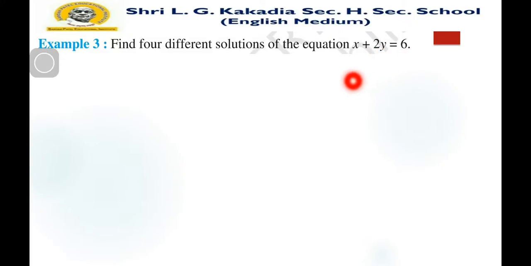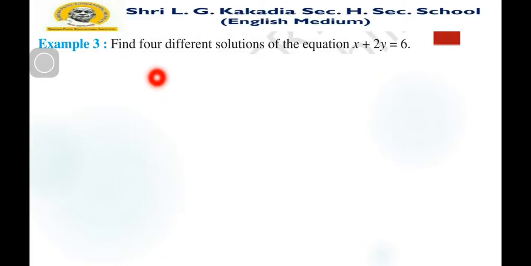It is one solution, 2 comma 2. Also you can put 6 comma 0. If you put 6 here and 0 here, then 6 plus 0 is equal to 6. Also, if you put x is equal to 0 and y is equal to 3, then 0 comma 3 is also a solution of the given linear equation. In this way, by putting values of x and y, we can find infinitely many solutions of the linear equation.